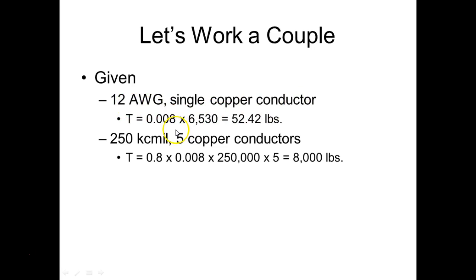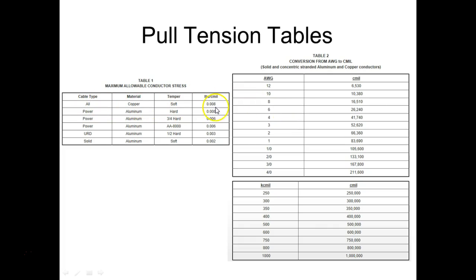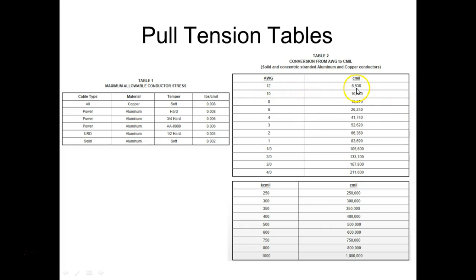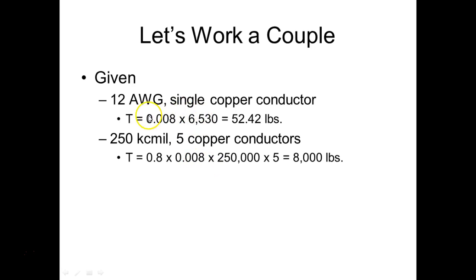a single copper cable. Since we're doing a single copper cable, we'd use this measurement right here. All copper is 0.008, and I think we're using 12 gauge wire. For 12 gauge wire we'd use 6,530 for the C mils, which is basically the KC mils times 1,000. So I'd come back here and look at this. For 12 gauge wire, single copper conductor, our pull tension would be less than this. Actually, you don't want to pull at this, but it would be less than that.